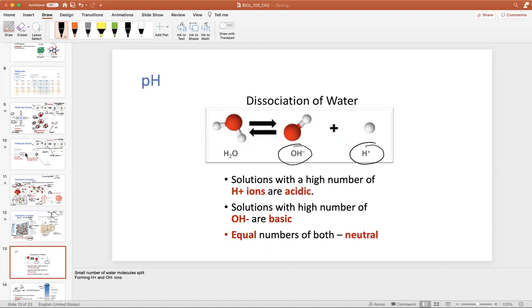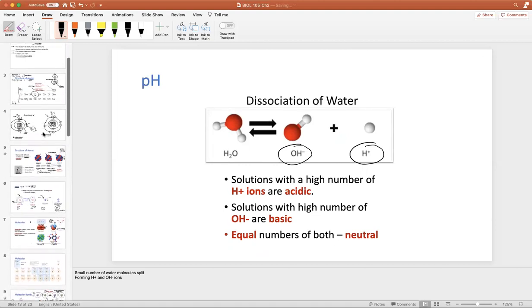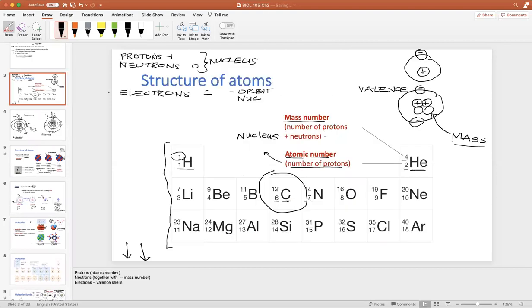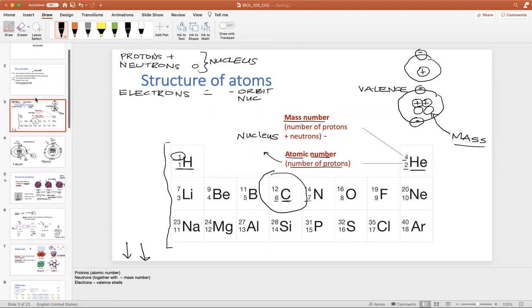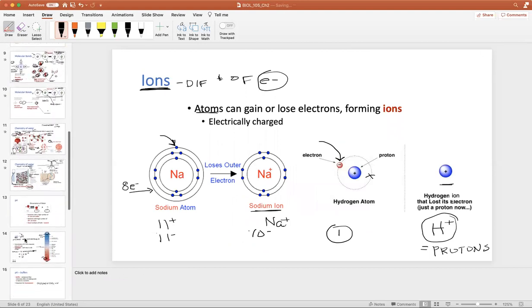If you recall, I'm just going to go back for just a second. A hydrogen ion is really nothing more than a proton. I think I showed you that. Where did I show it to you? Oh, here it was. You can see a hydrogen ion is really just a proton. It's lost an electron. Boom, there it is. Okay, so back to where we started.